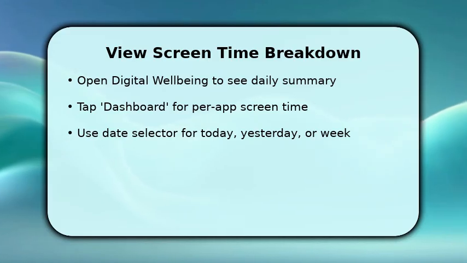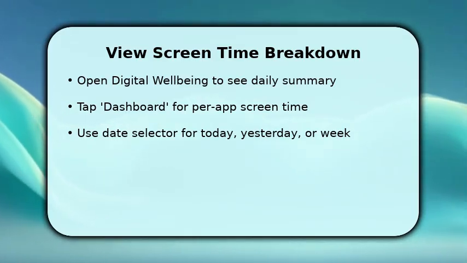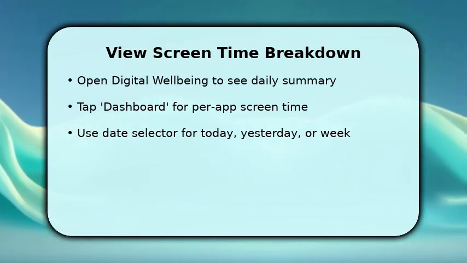Make sure to change the date range at the top. Switch between today, yesterday, or the past week to spot trends. If you want more context, enable notifications for weekly reports so the phone summarizes use automatically.